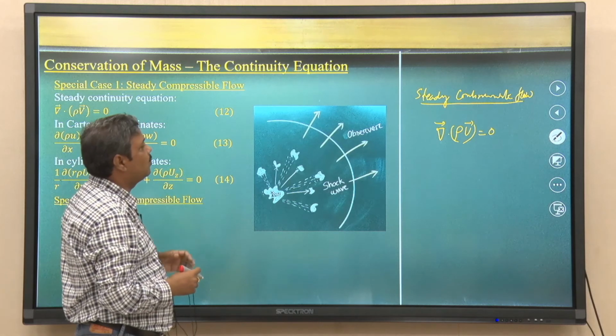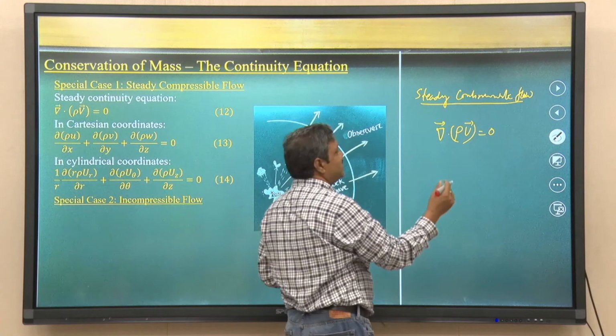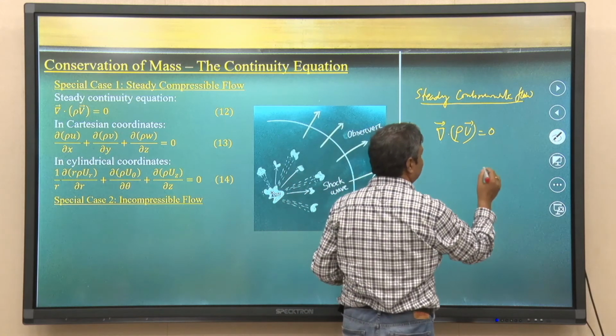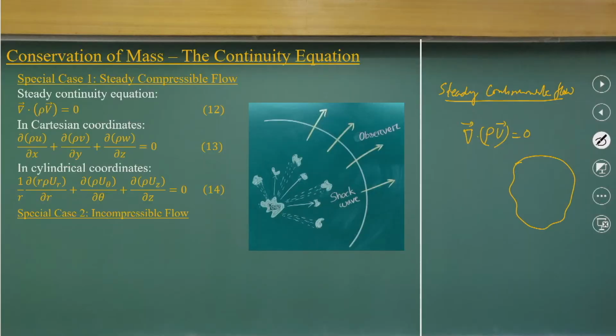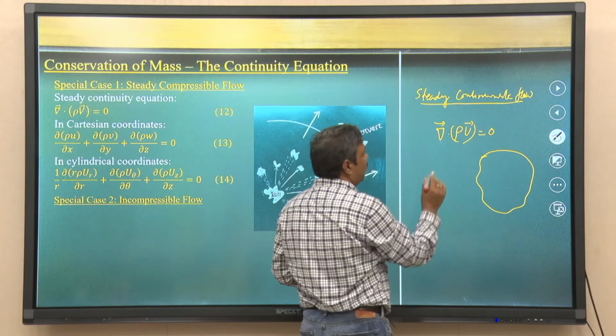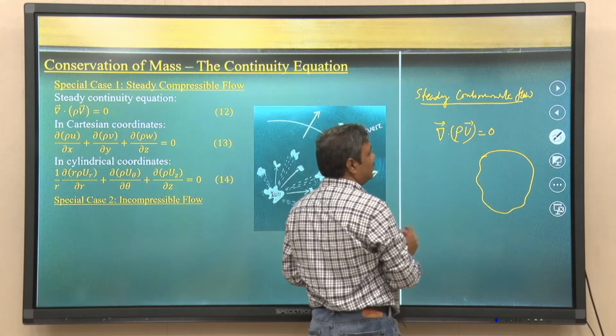If you have the steady compressible flow, where there is no change of the mass storage, that means if you have any flow domain with this steady compressible flow, there will be no change of the mass here.